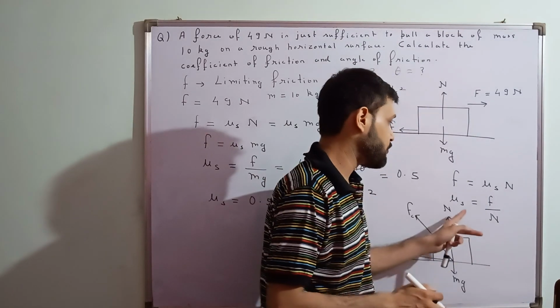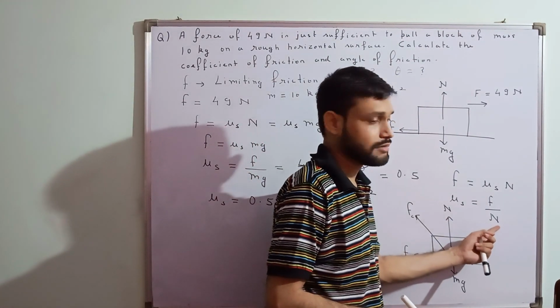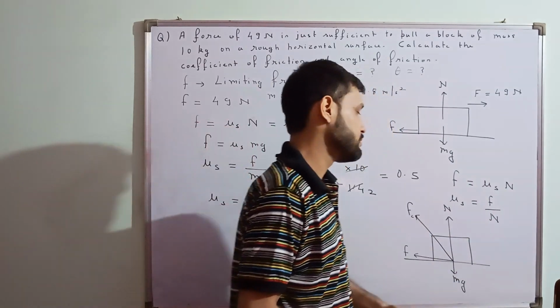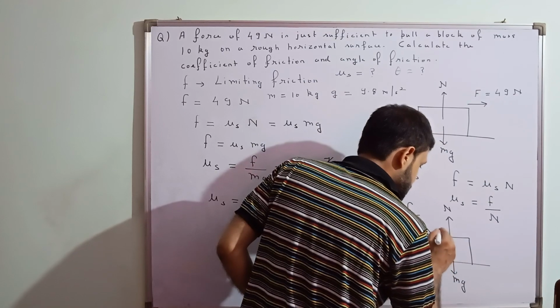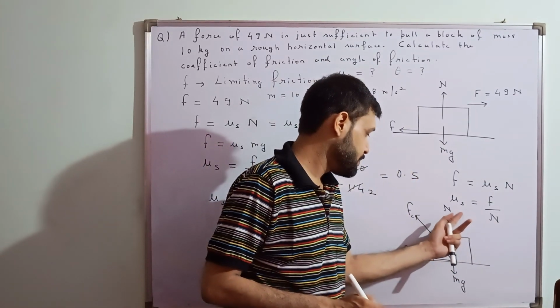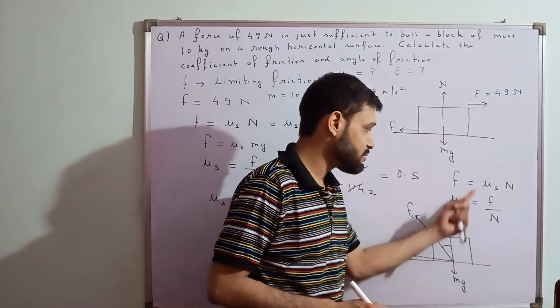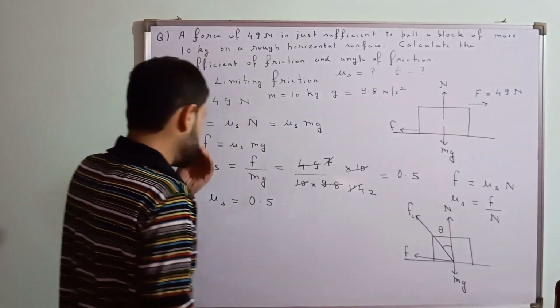And what is this coefficient of friction? Coefficient of friction is basically this horizontal component divided by the normal component. Isn't it? Yes, sir. And this is the angle of friction. If I draw this angle, this is the angle of friction. And the coefficient of friction is basically this horizontal component divided by the normal component of this contact force. So this is the basic understanding.